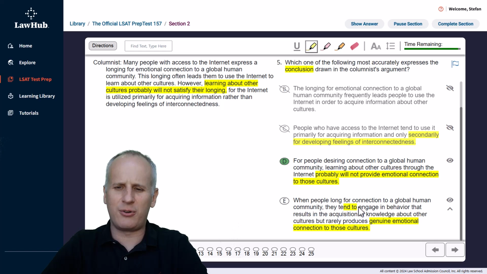And we don't know that these people generally tend to engage in these behaviors. We don't know the proportions of the population. So for a couple of reasons, we can eliminate choice E, but choice D should have pretty much jumped off the screen as matching our conclusion highlight proactively.